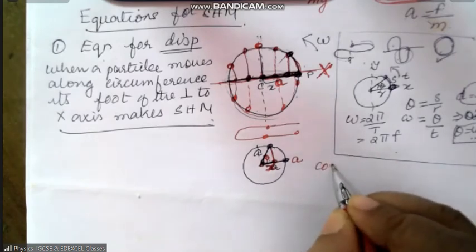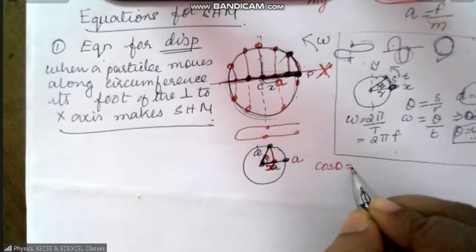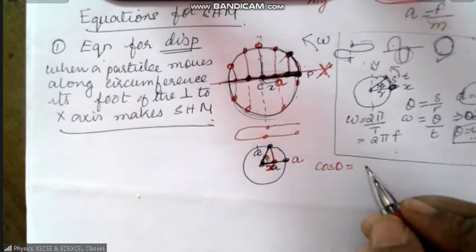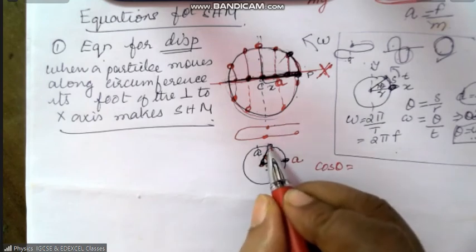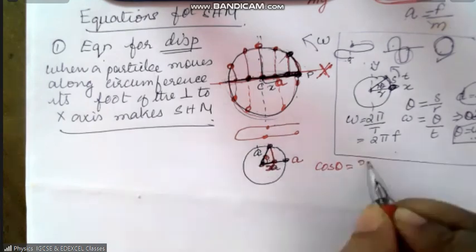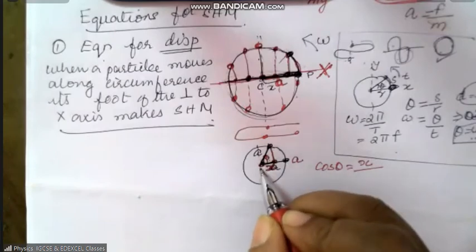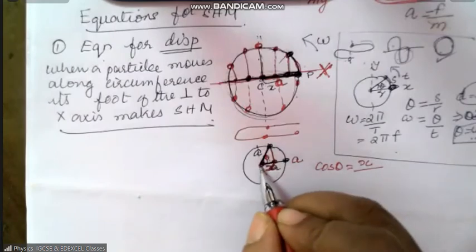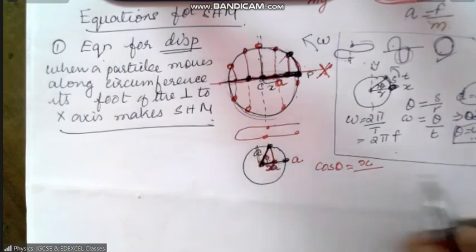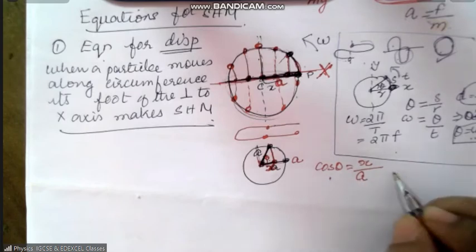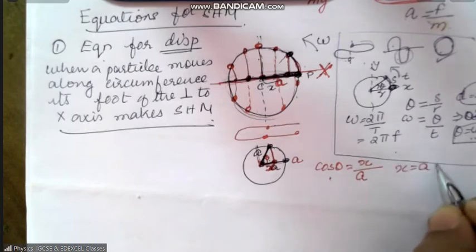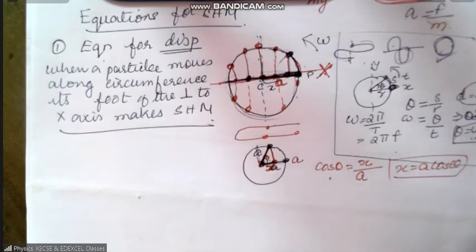What is cos theta? Cos theta is adjacent by hypotenuse. Adjacent is x. Hypotenuse is the radius. This radius is the same as this one, the maximum displacement, A. So cos theta is equal to x by A. Therefore, x is equal to A cos theta. This is the derivation of the displacement.